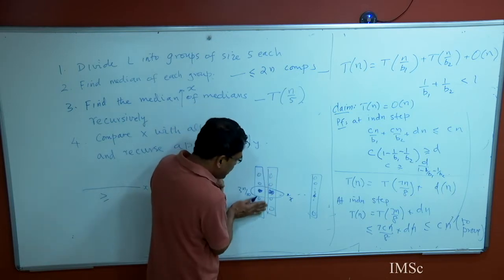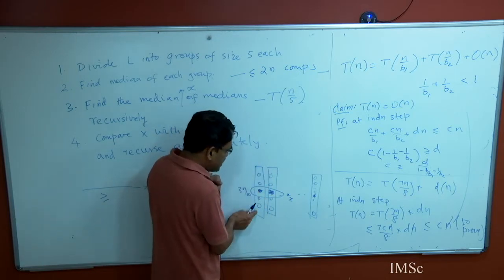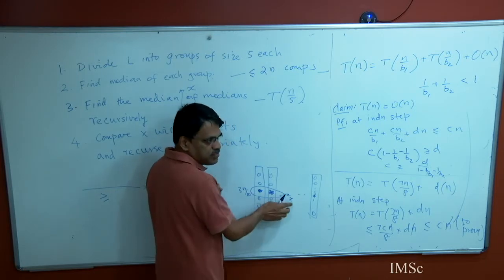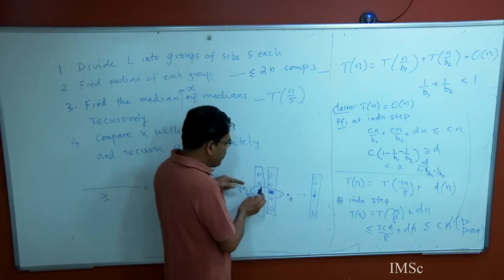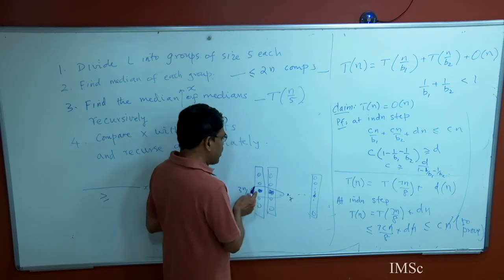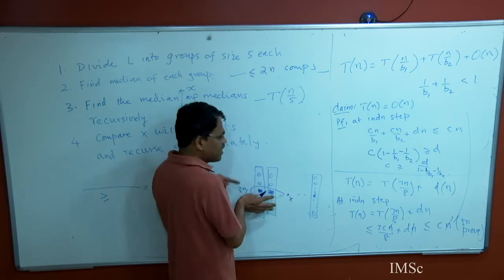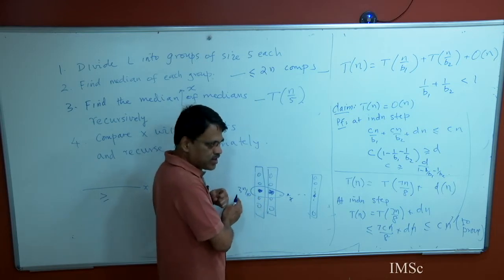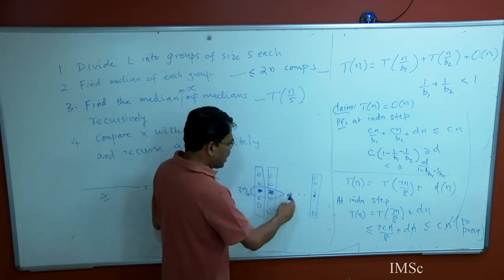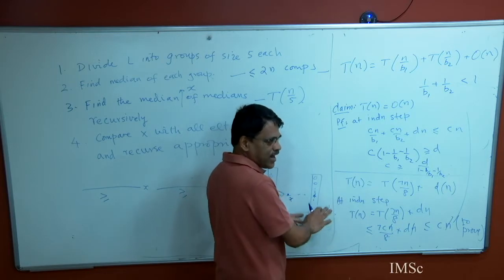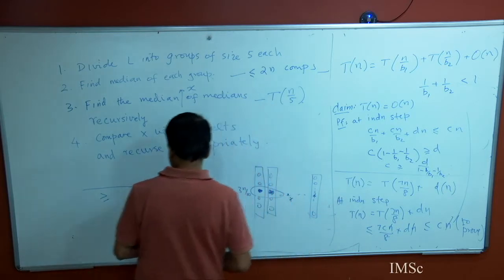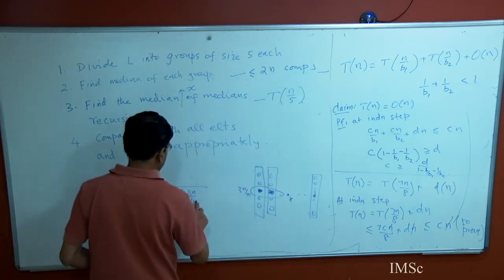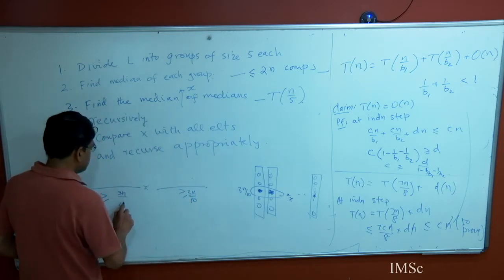I don't know about the bigger elements, bigger than this guy, whether they may or may not be smaller than x, that I don't know. But I know that for anybody who is smaller than x, the 2 smaller elements will also be smaller than x. So at least 3n by 10 elements are smaller than x. By the same token, at least 3n by 10 elements are larger than x because of the same reason. So this number is at least 3n by 10, and so is this number.